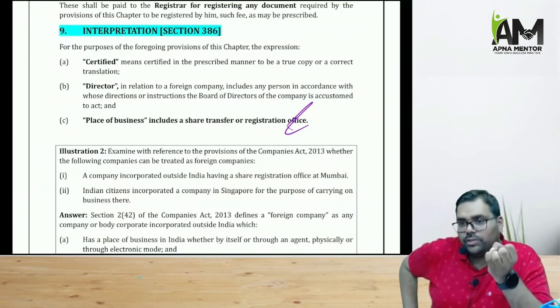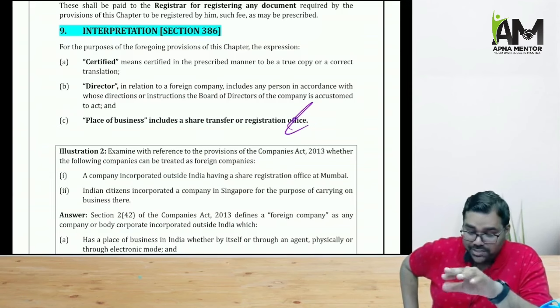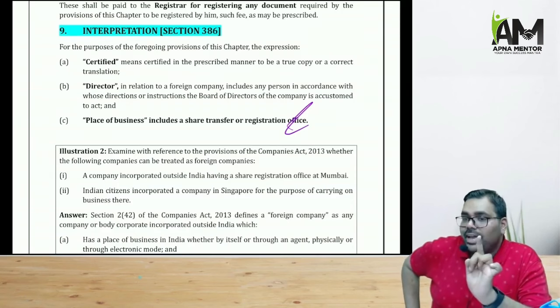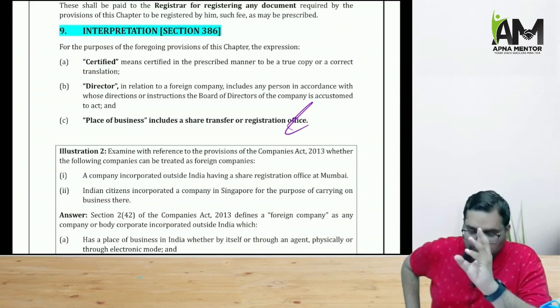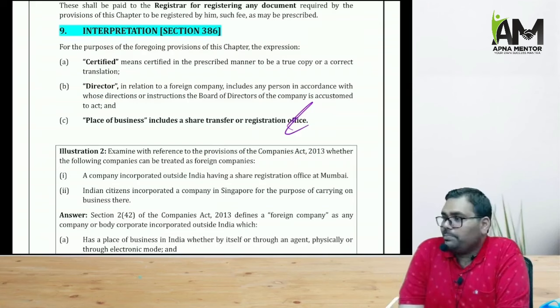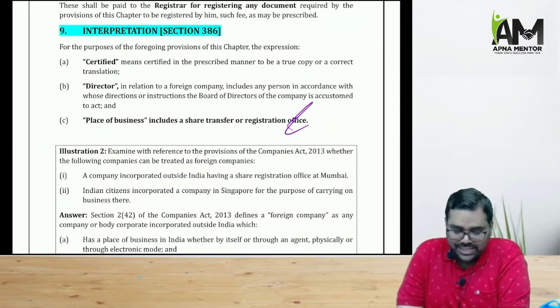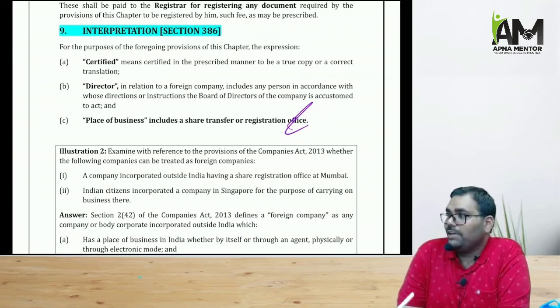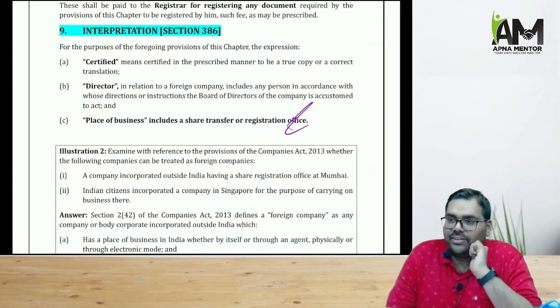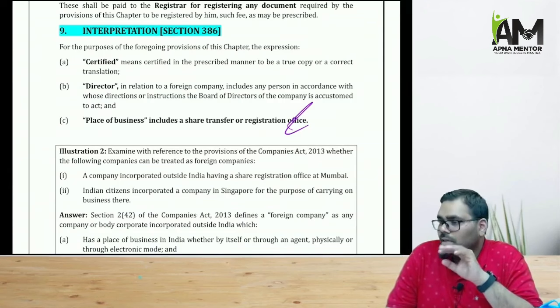And the place of business, when we talk about a place of business, they have clarified. Now this is a very important point. Place of business, mark this as important. Place of business includes a share transfer office also, or a registration office also. Earlier we discussed that the place of business not only includes a physical place of business, but also includes business carried out through agents, and also the business in electronic mode. Now in section 386 they are further clarifying that place of business also includes a share transfer office or registration office. What does it mean?